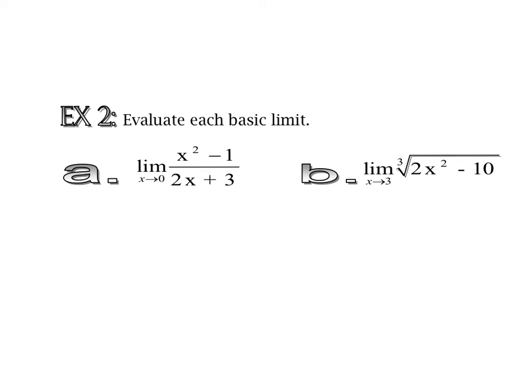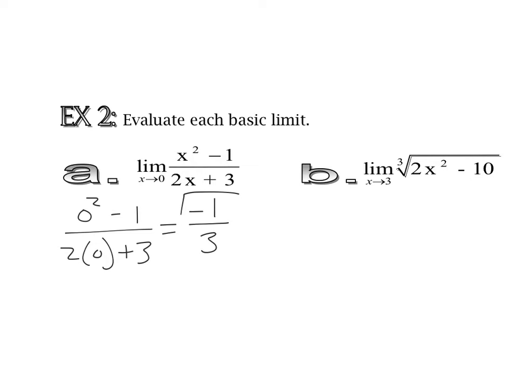Evaluate each basic limit. So this first one looks like maybe I need to factor it, but remember, I'm always going to just plug it in and see if that works. So let's just see what happens if I plug in a 0. Well, that would be 0 squared minus 1 over 2 times 0 plus 3. Does this do anything to the problem that would make the limit not exist? Let's see. Well, 0 minus 1 is just negative 1. 2 times 0 is 0 plus 3 is just 3. Well, that's just negative 1/3, so it looks like we can just plug it in there. We're fine.